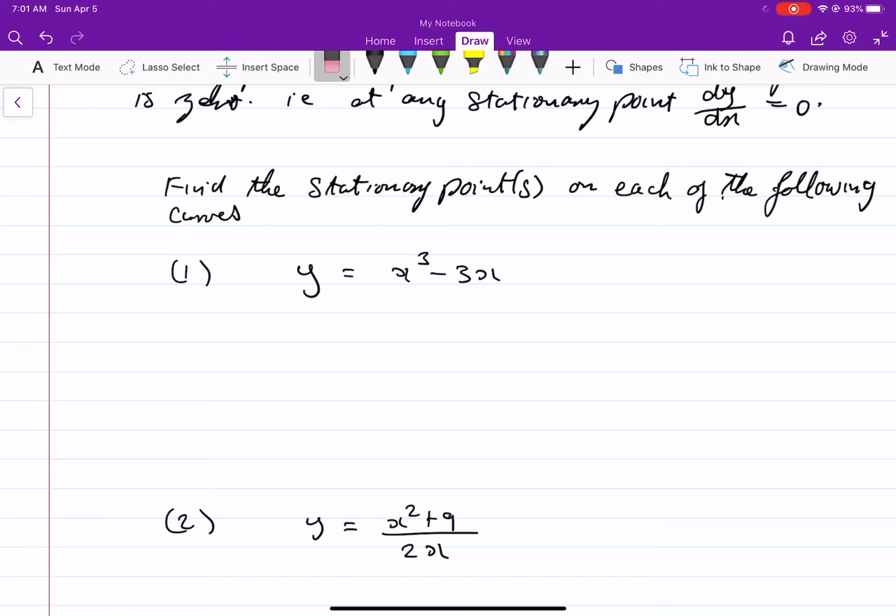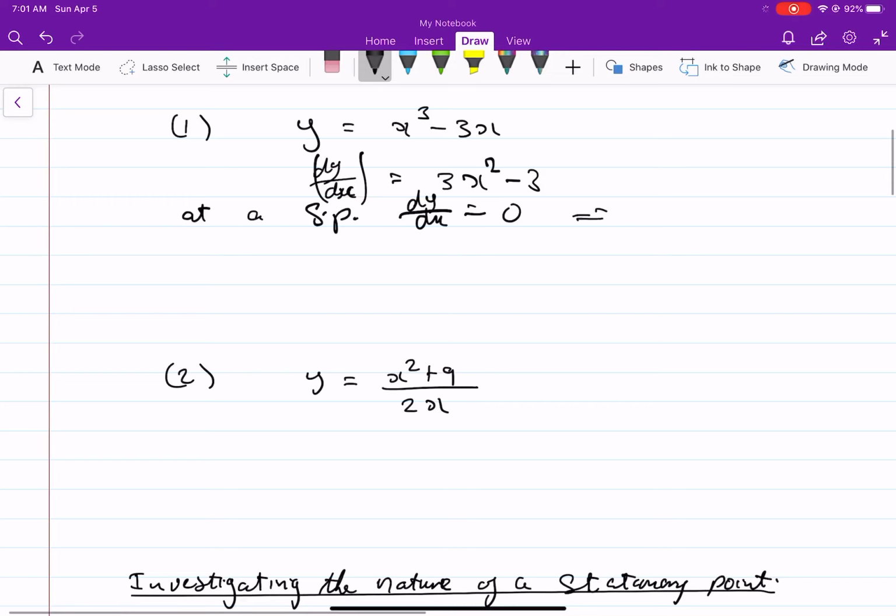Gradient function in this case, dy/dx, is equal to 3x squared minus 3. At a stationary point, SP is my shorthand for stationary point, I'm going to equate dy/dx to 0. Equate the gradient function to the specific value of gradient, which is 0. And therefore, 3x squared minus 3 is equal to 0.